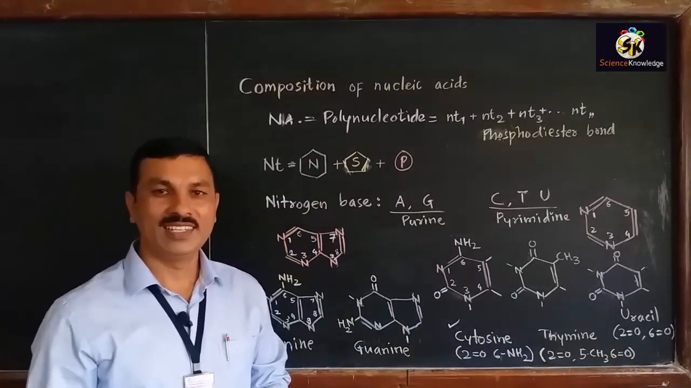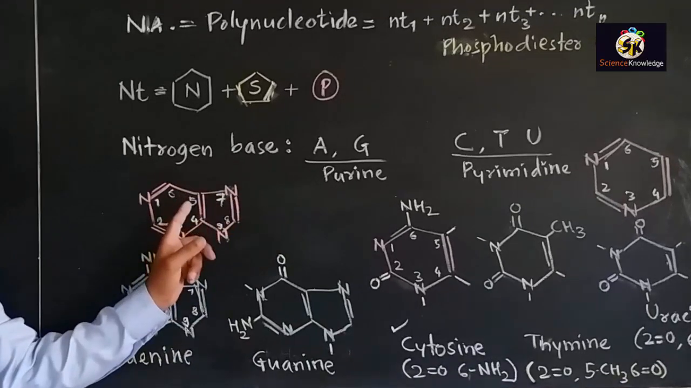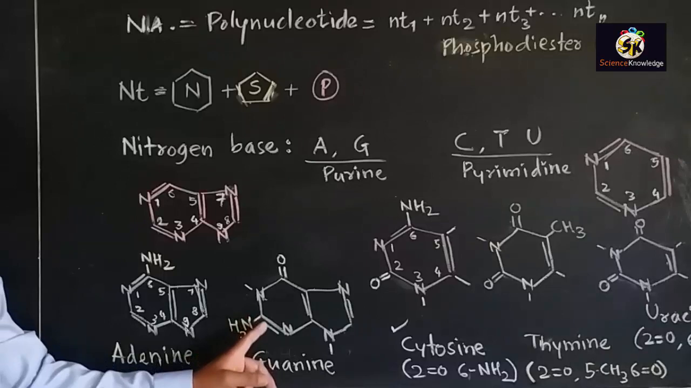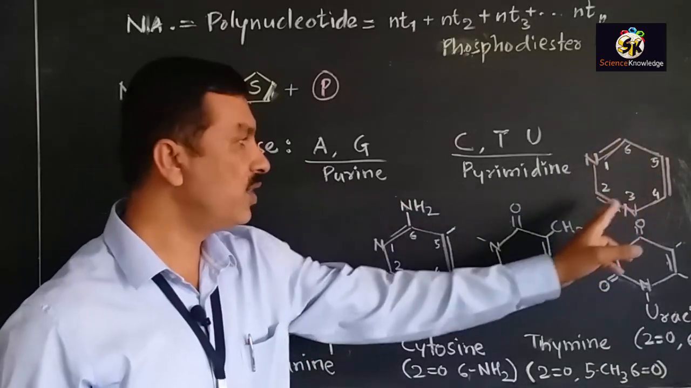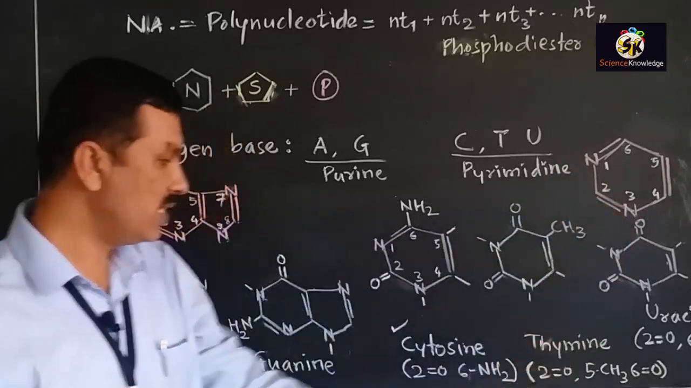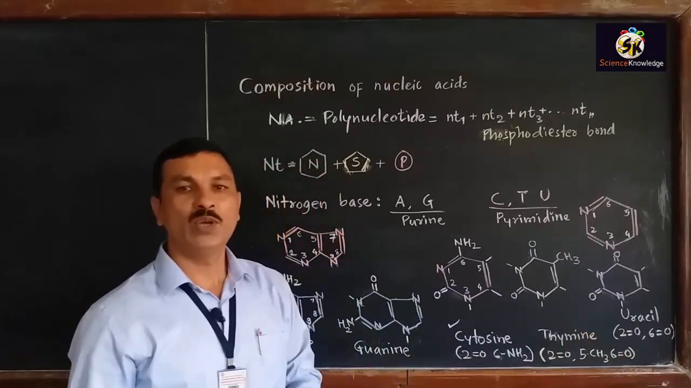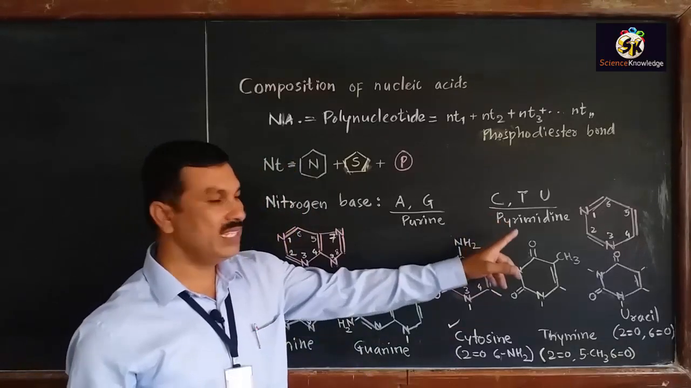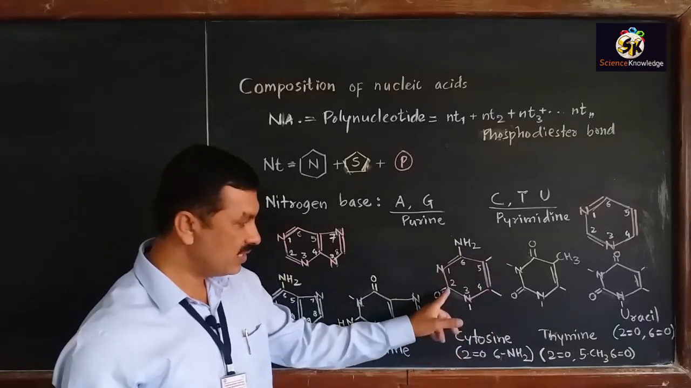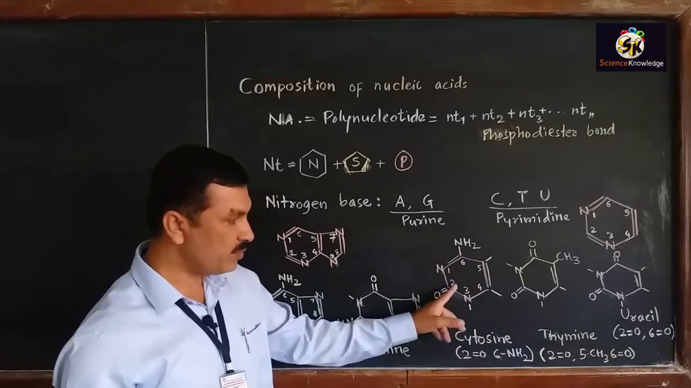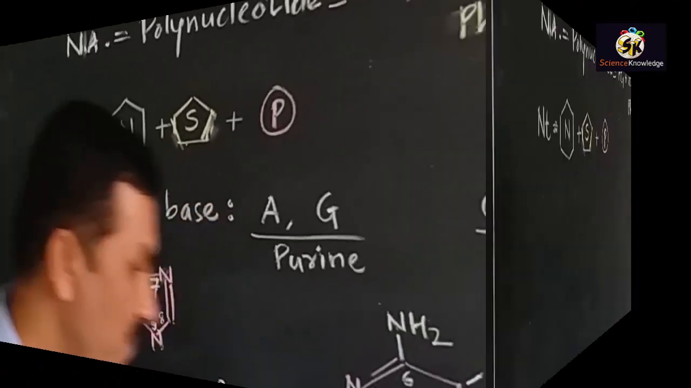Isn't it easy? Just by remembering the basic structure for purine, we can draw adenine and guanine. Similarly, by remembering the basic structure for pyrimidines, we can draw cytosine, thymine and uracil. One more thing, in pyrimidines we can also take a common thing, that is double bond O at position number 2. Okay, now let us move towards the sugar structure.